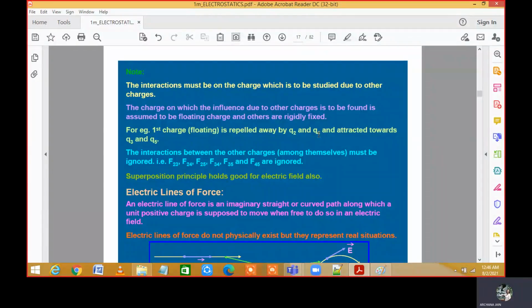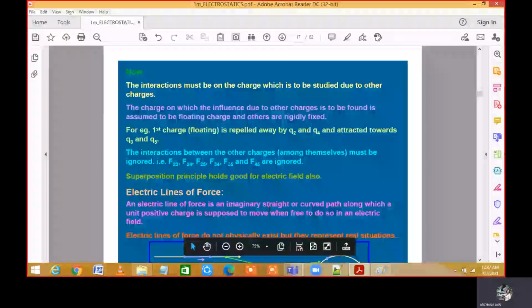In the given example which we have taken, the first charge is a floating charge, and the other charges, that is to say Q2, Q4, Q3 and Q5, they are moving. The interactions between the other charges must be ignored because other forces will also act, but we have to calculate the force on Q1 charge.